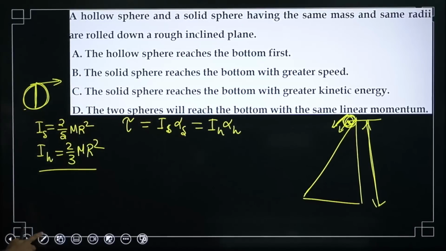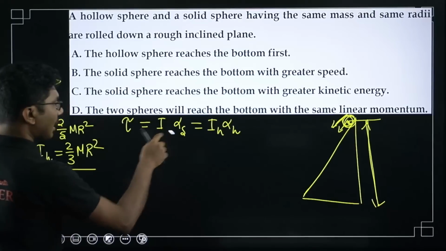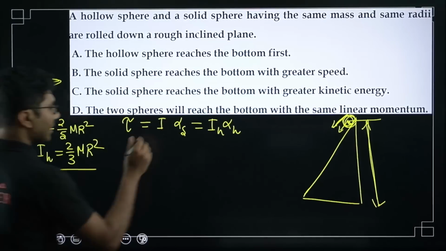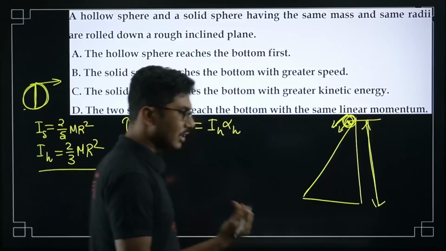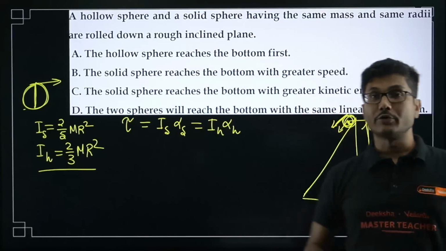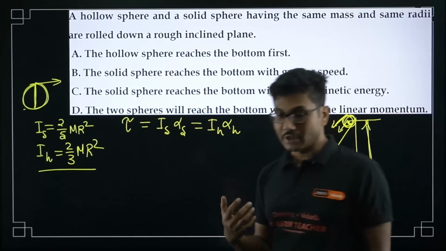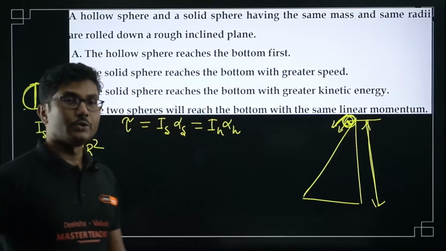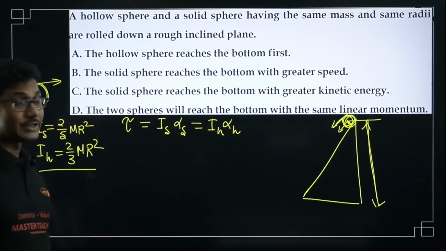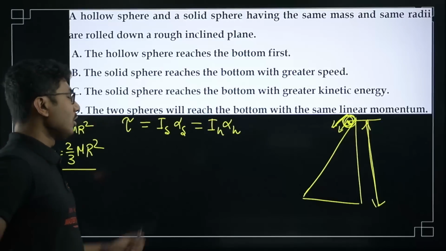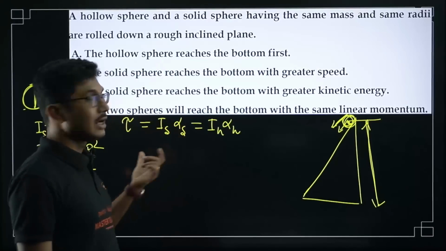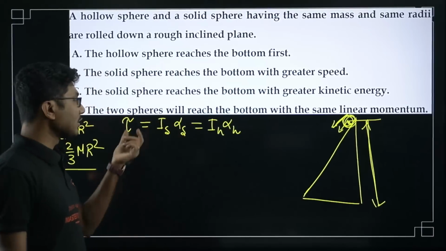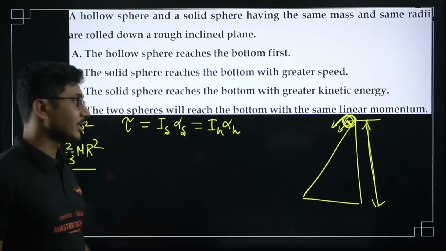Torque means I alpha, force means ma. So force is mass into acceleration. Now what I told you, if you have followed my lectures, is that in rotational motion moment of inertia plays the role of mass, and angular acceleration is alpha, so torque plays the role of force. So force equals ma in linear motion, torque equals I alpha in rotational motion.